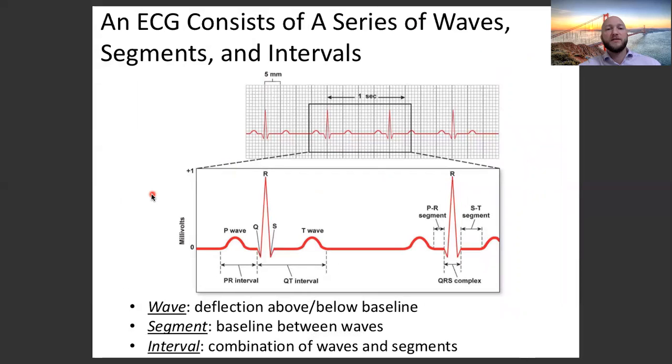The ECG consists of a series of waves, segments, and intervals. So here's some vocab words that you should be familiar with. A wave is a deflection above or below baseline. So right here we have the P wave, a deflection above the baseline. Right here we have a T wave, a deflection above the baseline. A segment is the baseline between waves. And an interval is a combination of waves and segments. So the PR interval, a combination of waves and segments. The QT interval, a combination of waves and segments.